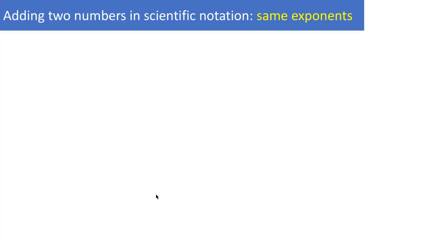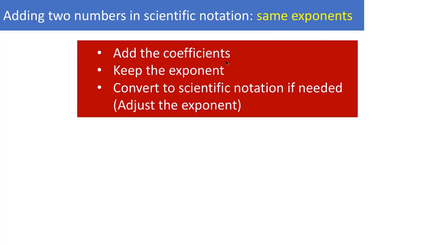Now we are going to see how we add 2 numbers in scientific notation. First, we consider the numbers having the same exponents. So what do we do here? We add the coefficients, keep the exponent, convert to scientific notation if needed. That's what I was calling it, adjust the exponent.